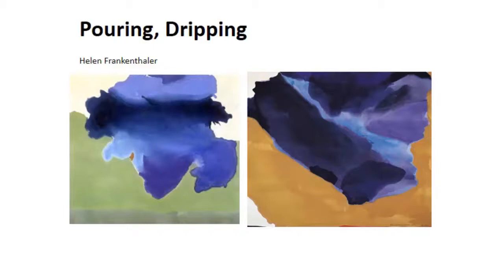But anything where you're not chucking the paint across the canvas like you would with splatter is considered pouring or dripping. And there's about a billion different ways to do it. So take a look at some of these artists to see how they do it.